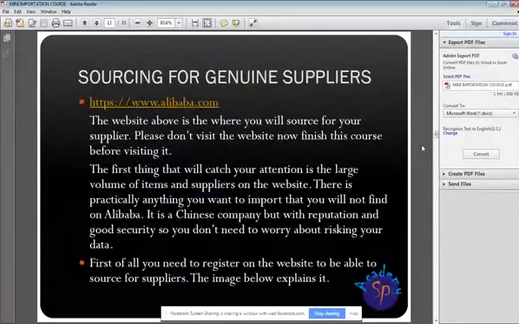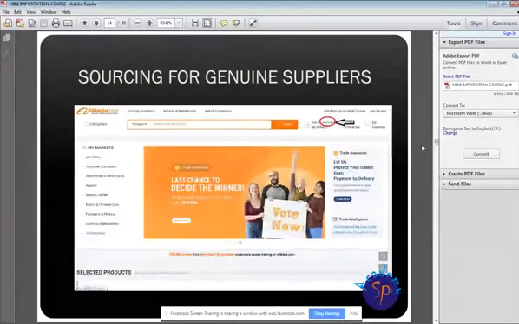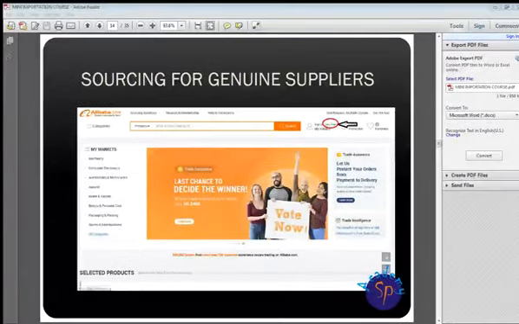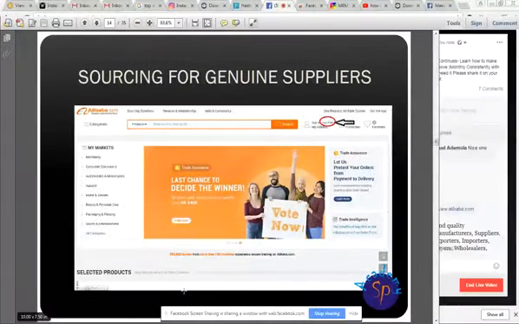Sourcing for genuine suppliers. I've mentioned that it's alibaba.com. All right. Then register on the website. You will see there where I circled that red line. You see join. That is after clicking my Alibaba. You see join. You see sign in. So just join. Once you have joined, then you register and you start. You'll be able to search for products and contact suppliers.